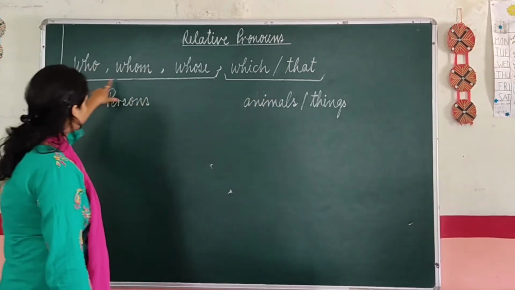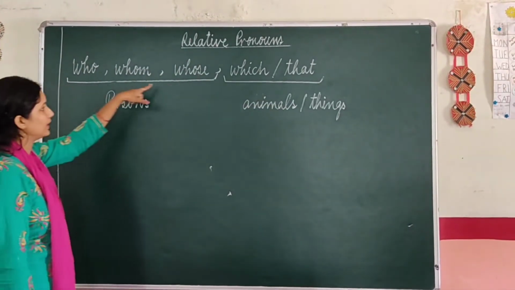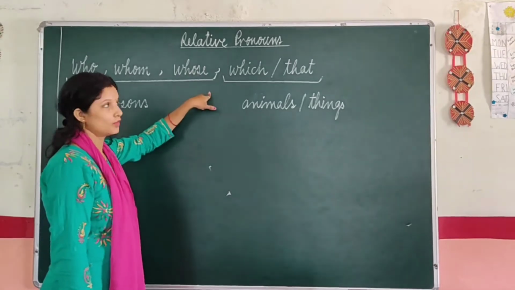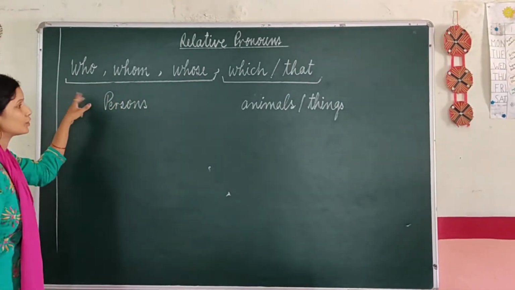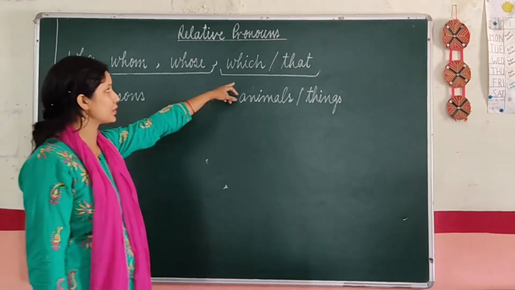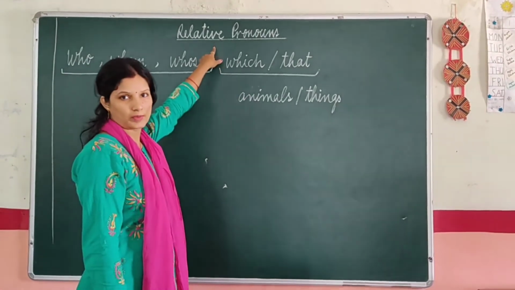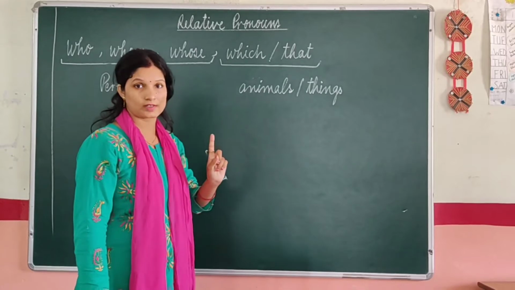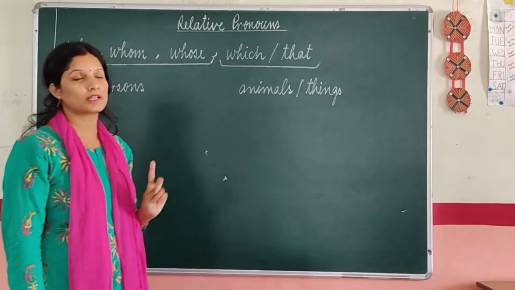They are not question words here. Well, we write them under relative pronouns. Okay. They are used to join sentences. So when they are used to join sentences together, they become relative pronouns. And they are not conjunctions. Don't get confused. They are not conjunctions.